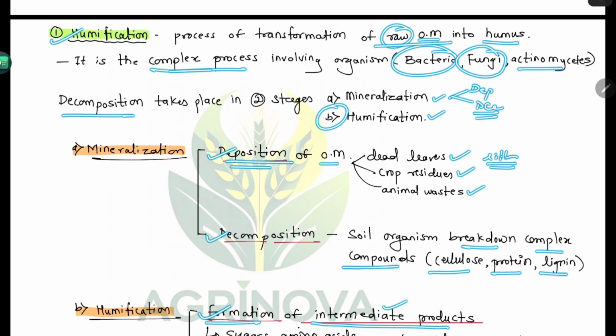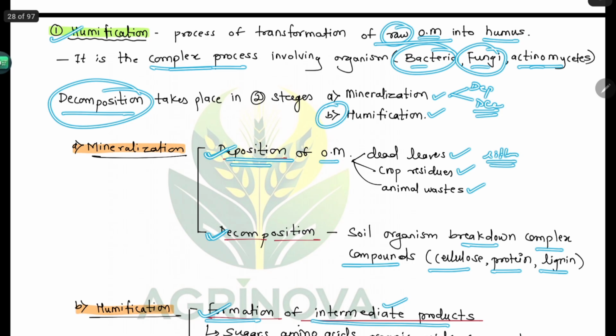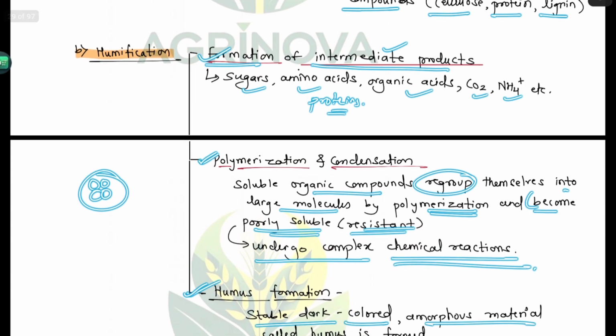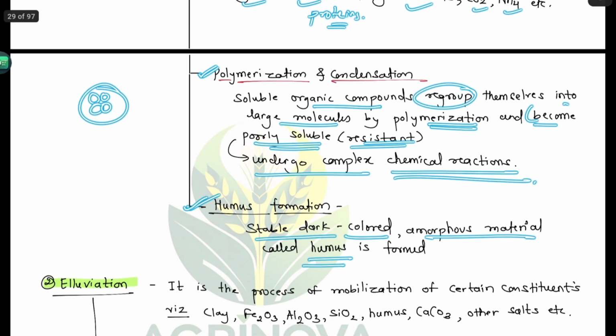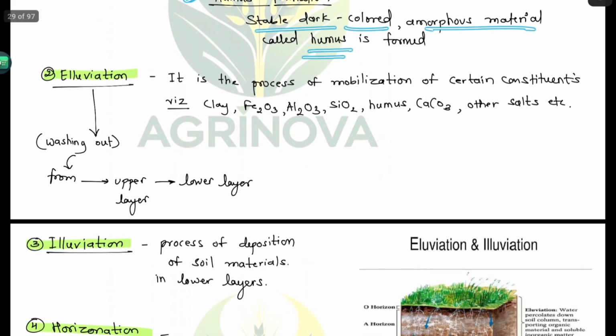It is basically a complex process which includes bacteria, fungi, actinomycetes, in which the decomposition process takes place in two forms, that is mineralization, which includes deposition and decomposition. Next, it is the humification, which includes the intermediate product formation, polymerization and condensation, and then the last step is the formation of humus.